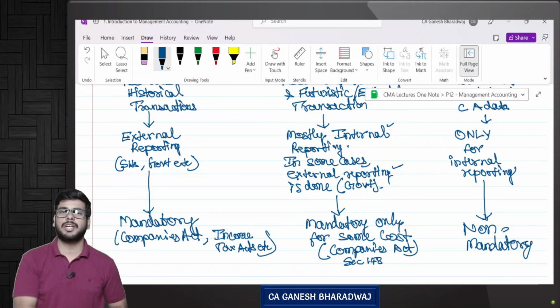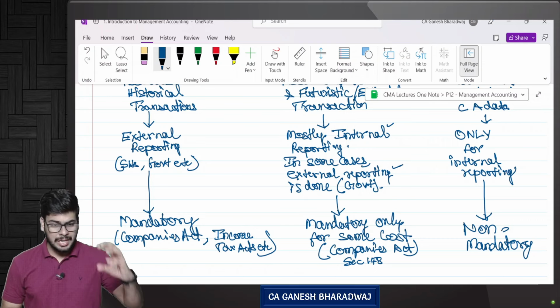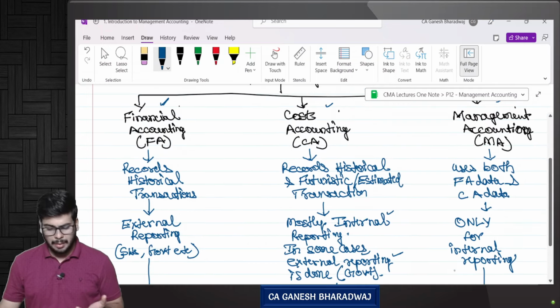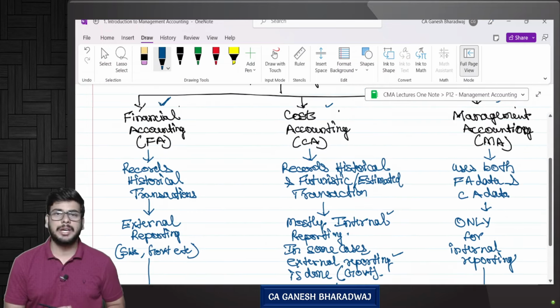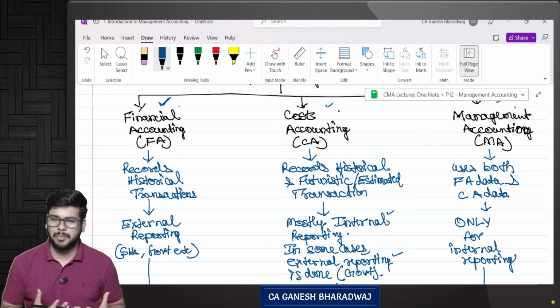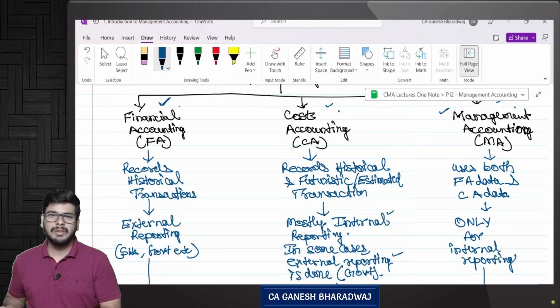Now, this is where you will get a question. Sir, when it is legally required itself, many companies are not following it. For example, a company is mandatorily required to maintain financial records. Correct. That itself, many companies are not practically doing it properly. Then management accounting is not even required. Then who will follow this, sir?